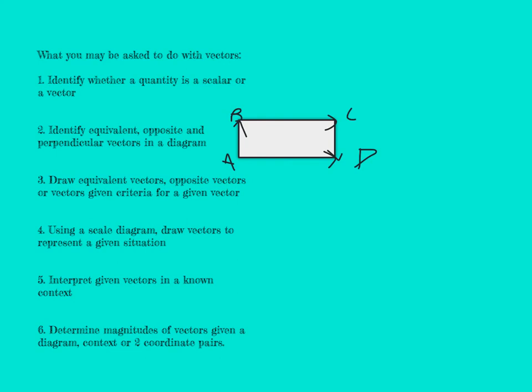So for the diagram, for instance, if we use the diagram that we had above, I could ask you for the magnitude of the vector AC. You can see that the vector there doesn't actually exist yet, but we can definitely draw it. And if we know the magnitudes of AB and BC, we can definitely find a magnitude of AC. You could also be given 2 coordinate pairs. So for instance, you could be told that a vector starts at (2, 2) and ends at (5, 4), and then you would have to figure out what the magnitude of that vector is.